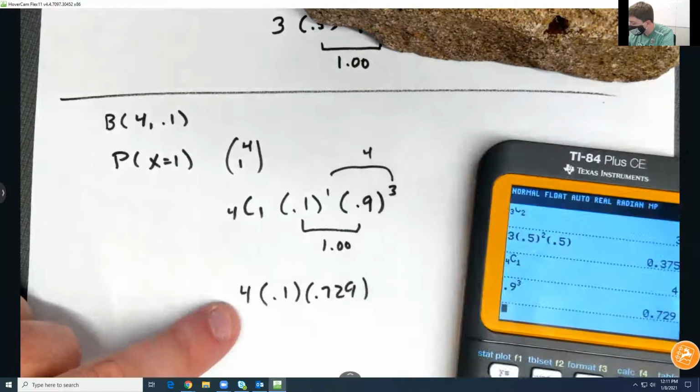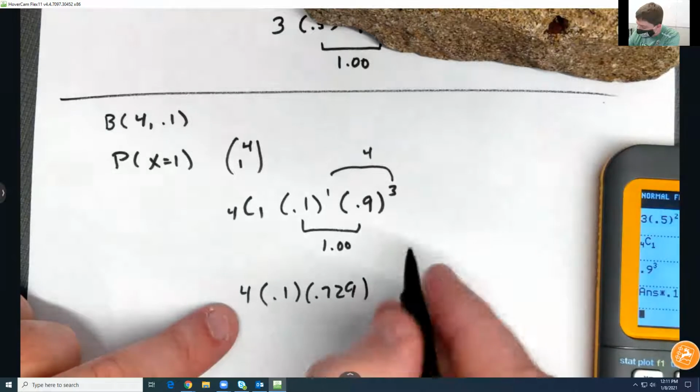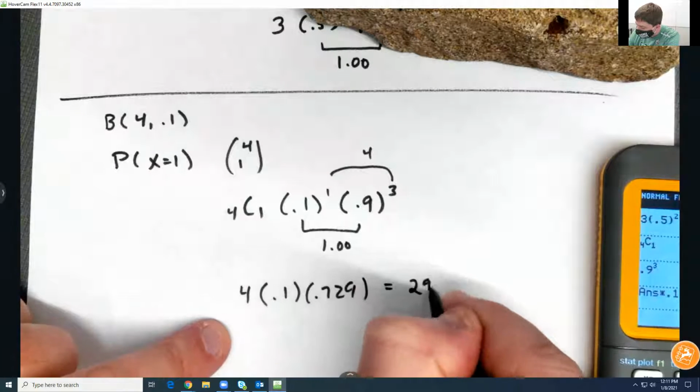So I can go ahead and multiply all those up. So times 0.1 and times 4. And there's my final answer, 2916. Is that what you guys got?